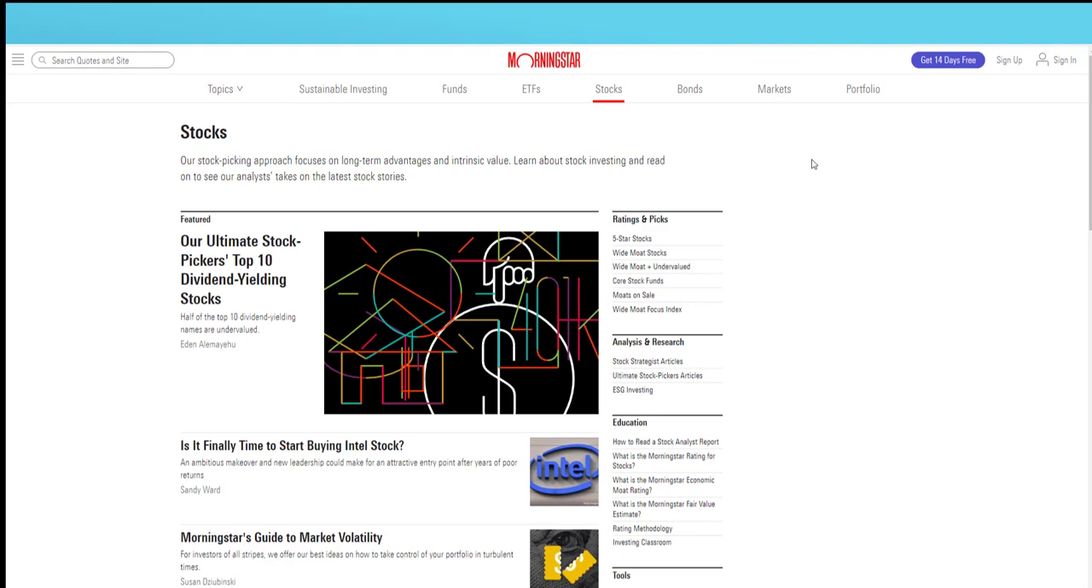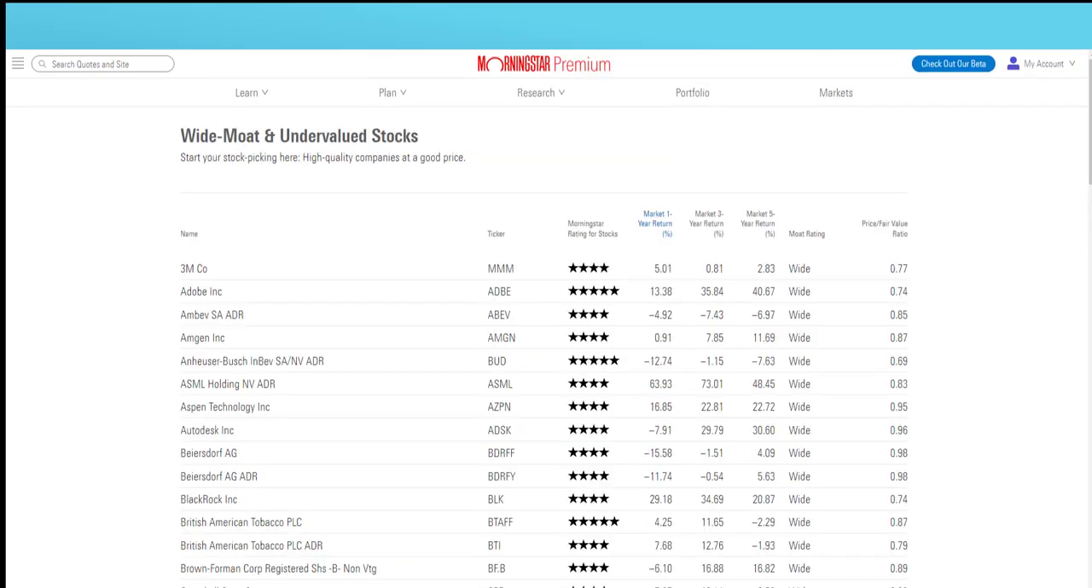So let's go to the stocks tab. A lot of articles about stocks here today, and this changes periodically. We can also do some searches. There's some nice search tools here. I'm going to check on wide moat and undervalued stocks to see what comes up there.